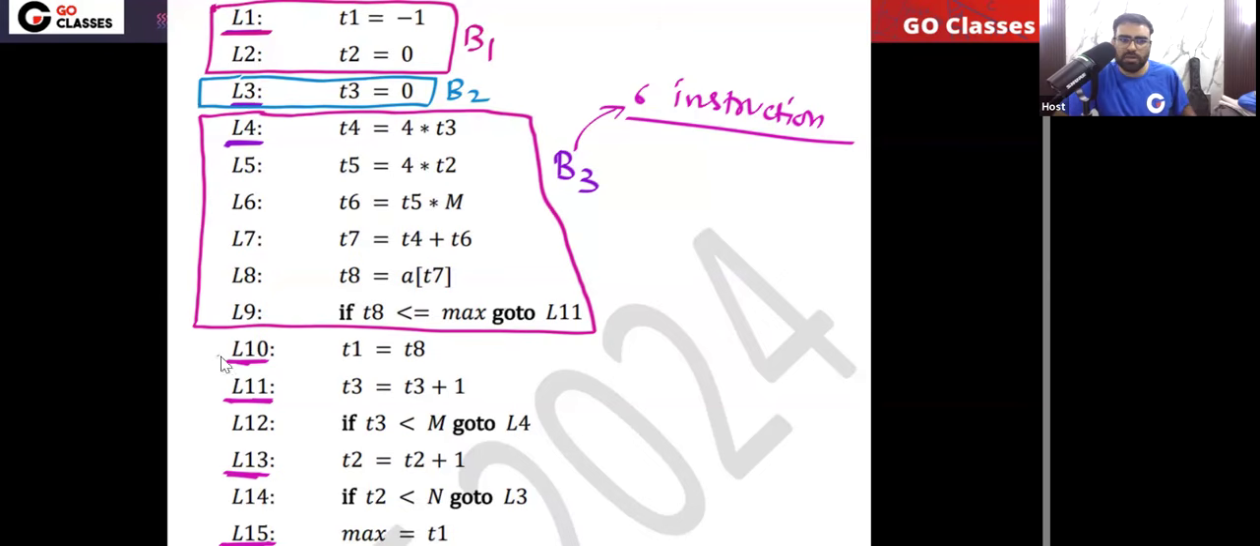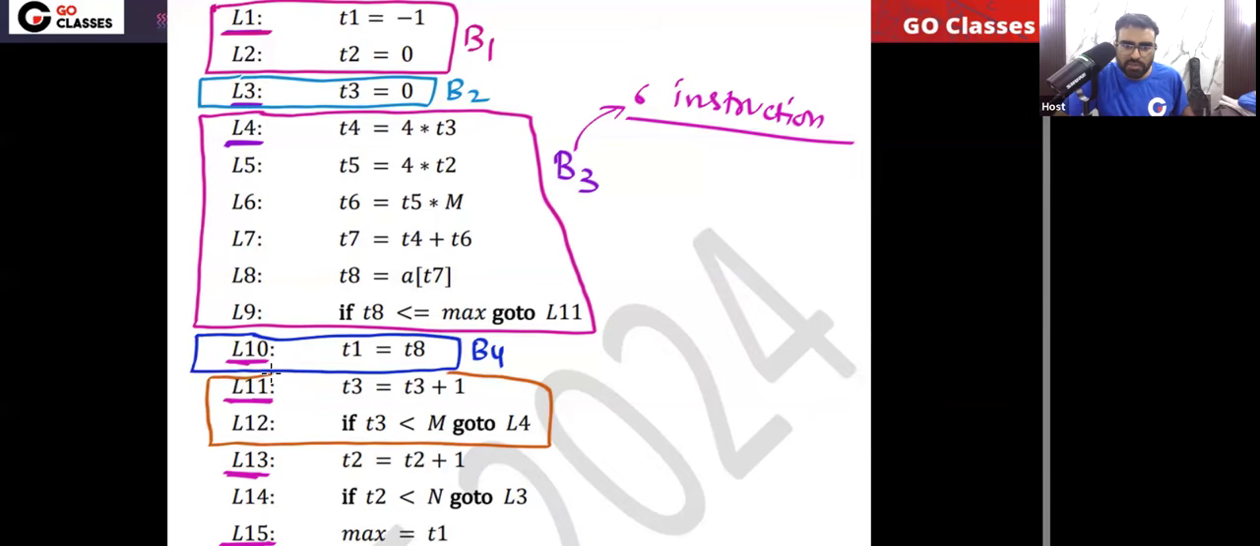Let's find the next basic block. Start from a leader till the next leader, but don't include the next leader. Remember this will be a basic block. Let's call it basic block 4. Next, let's start from this leader. Keep going, but don't include the next leader. This will be your basic block 5. Next, start from this leader, keep going, don't include the next leader. This will be your basic block 6.